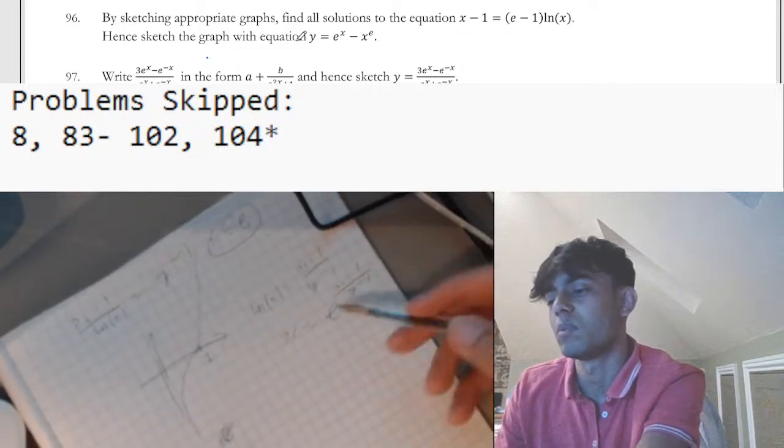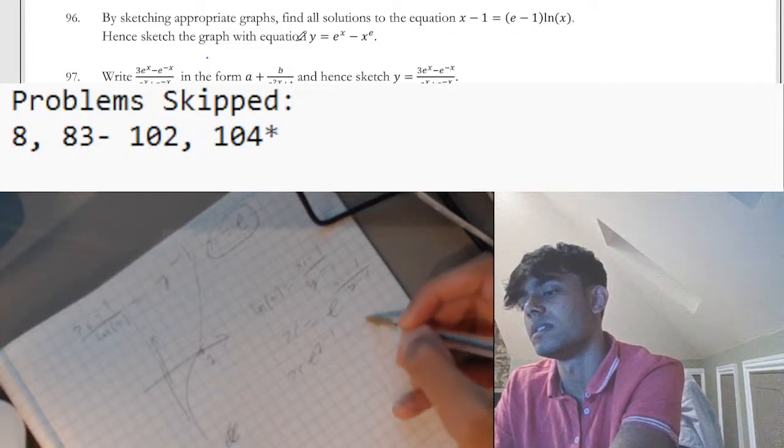And you can times by e to the y minus one on both sides, so x e to the y minus one is e to x minus one.